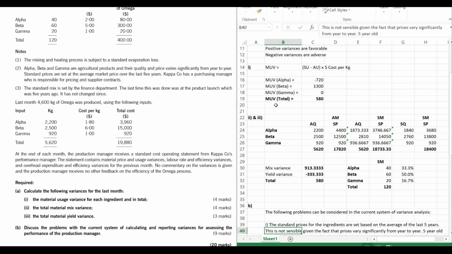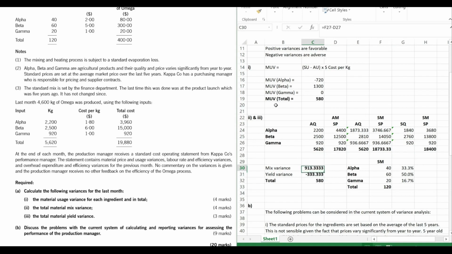shortcomings of the system. For example, the mix variance is very favorable, but the yield variance is adverse. Okay, so what does that basically mean? Basically, what it means is that the mix that we put in cost much less than the standard mix, but the yield that came out was much less than what we expected. So in the standard mix, we should have put in approximately a total of 5,530 kg to get what we got, the 4,600 kg. We instead put 5,620 kg.